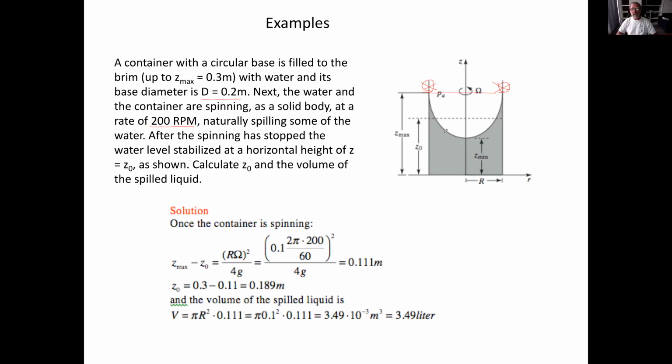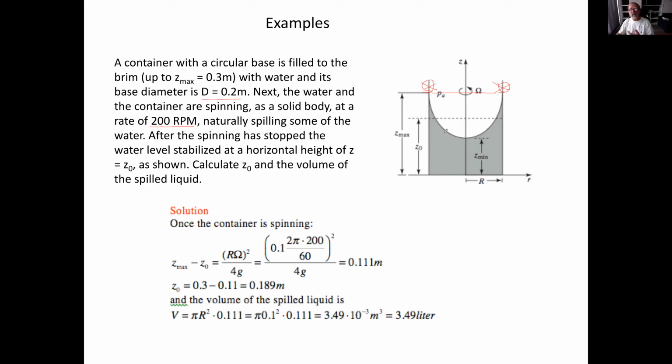The container is full with liquid, let's say water. The height is 0.3 meter, 30 centimeters. We're spinning it, a shape develops which is a parabola. Then we stop the spinning, and of course now we have less water in there. So the question is how much water we lost, and so forth.